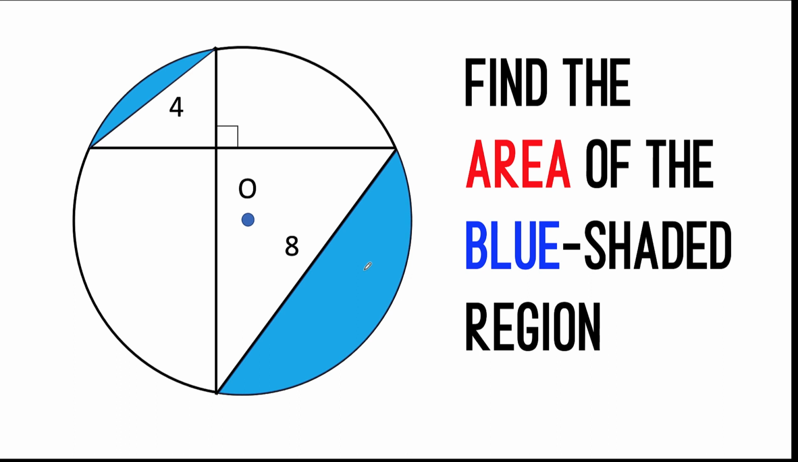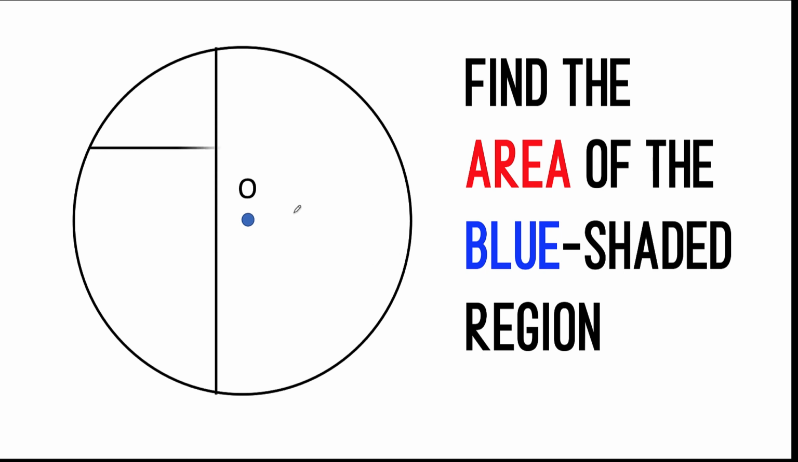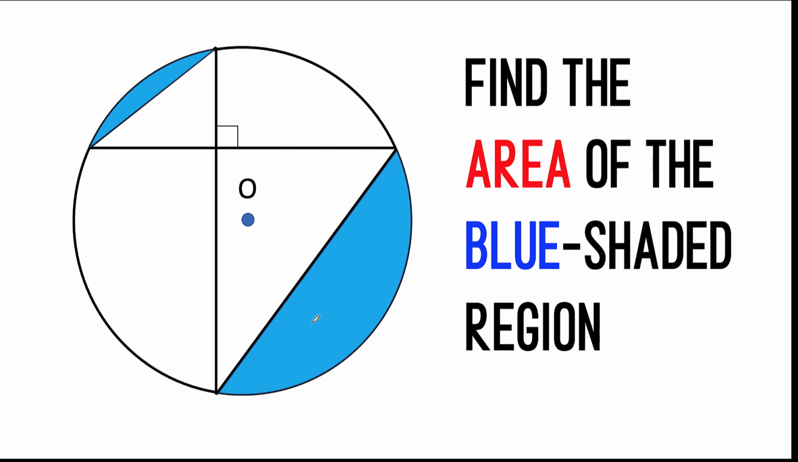Let's begin by analyzing its basic components. We start with a circle with center at point O and these two intersecting chords. They intersect at 90 degrees. Then we connect their endpoints this way and shade these blue shaded regions and these given measurements.